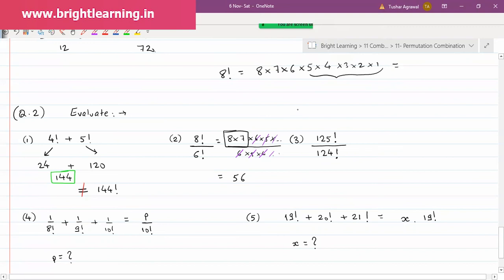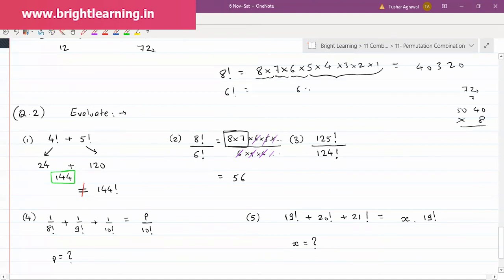5 factorial is 120. 120 multiplied by 6 is 720. 720 multiplied by 7 will be how much? Okay, let's do the calculation. 7 twos are 14, carry 1, 5040. Up till 7 factorial is 5040. And this 7 factorial when multiplied by 8 gives 40320.